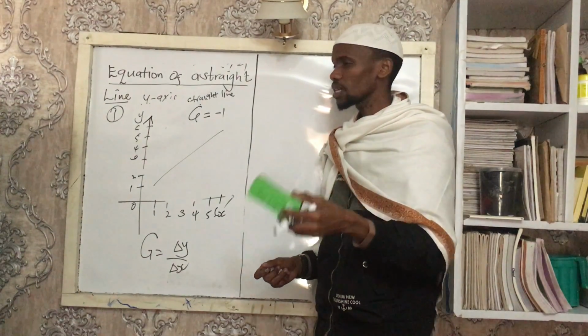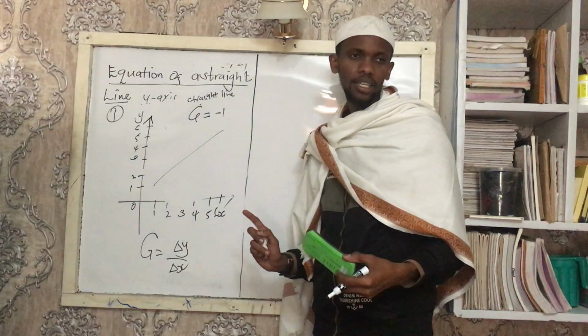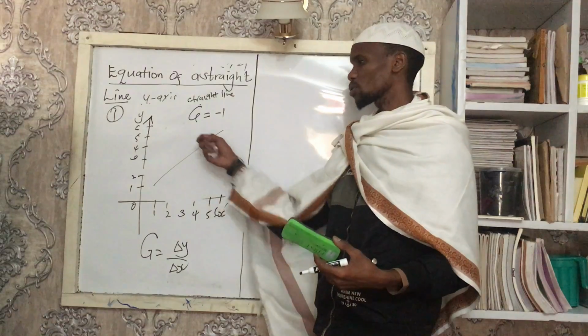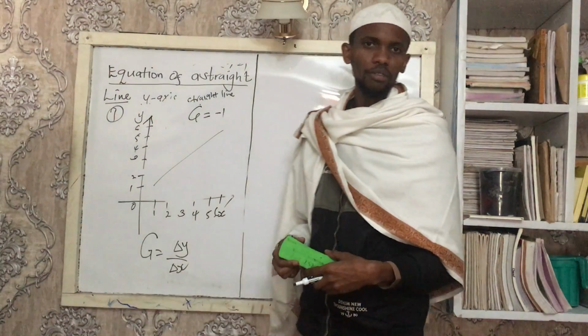We are going to see. We move step by step. The first thing is we are going to see how do we get the gradient of a straight line. After getting the gradient, we are going to see the equation of a straight line.